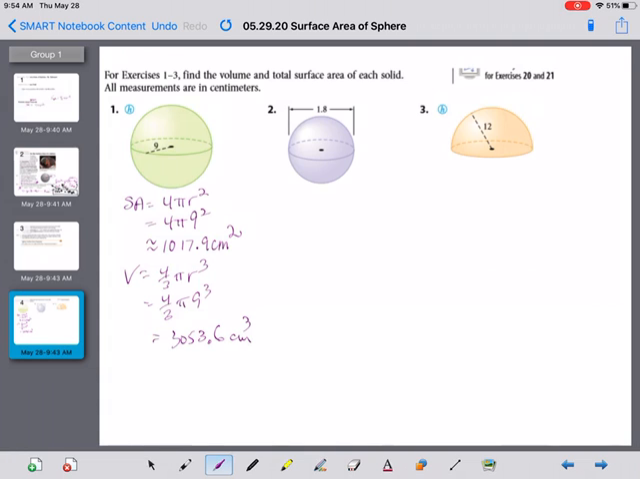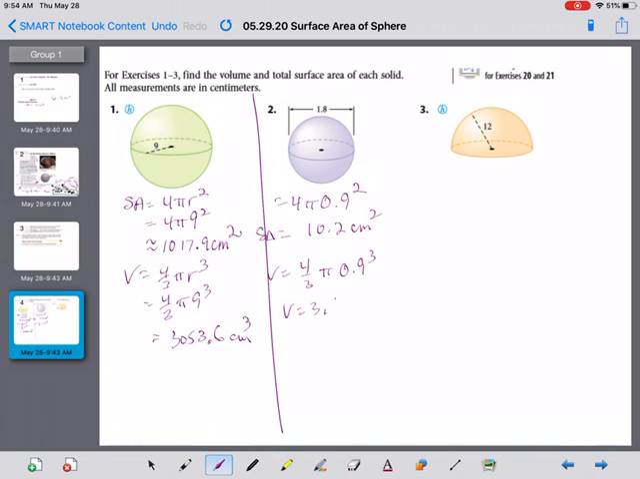3,053.6 centimeters cubed. Go ahead, do number 2. Pause the video. Okay, so 4 pi 0.9 squared is the surface area. 10.2 centimeters squared. Volume: 4/3 pi 0.9 cubed. 3.1 centimeters cubed.